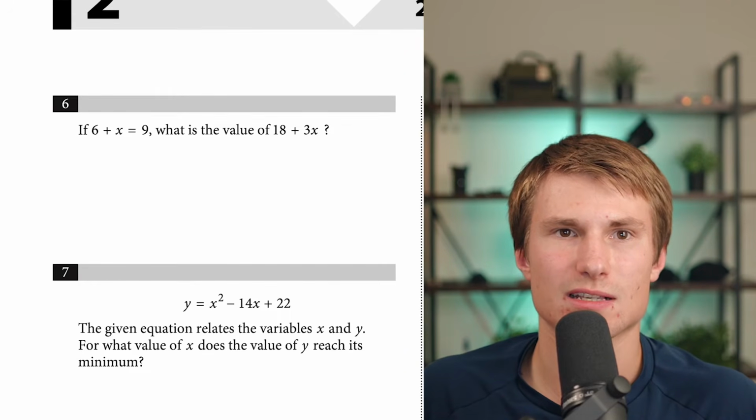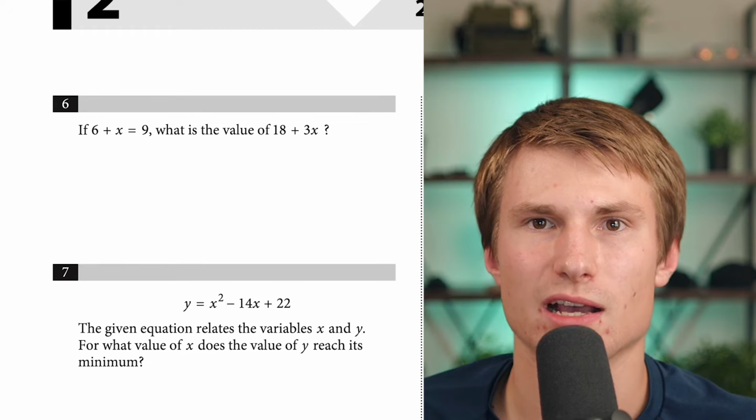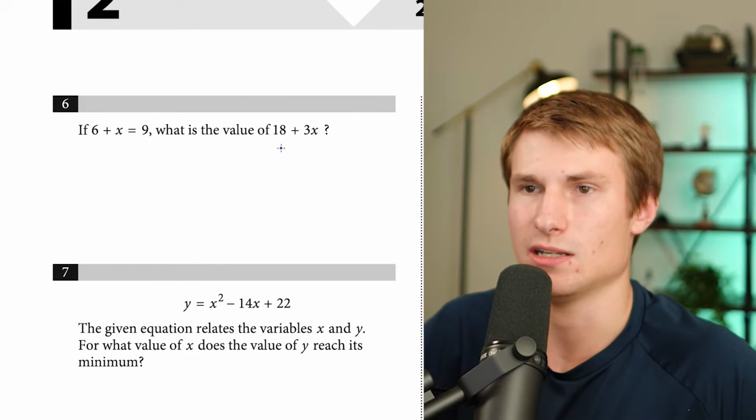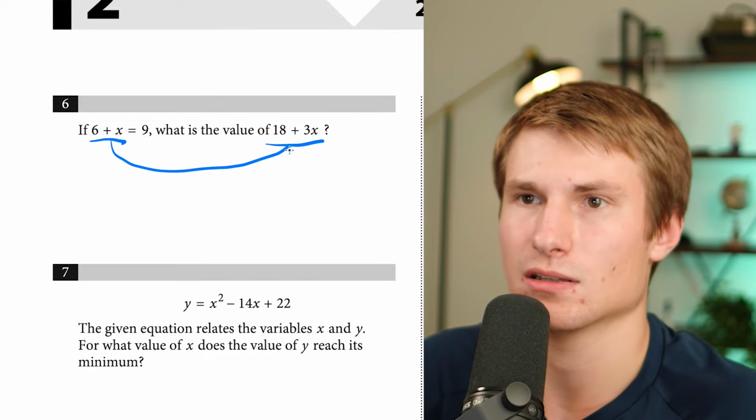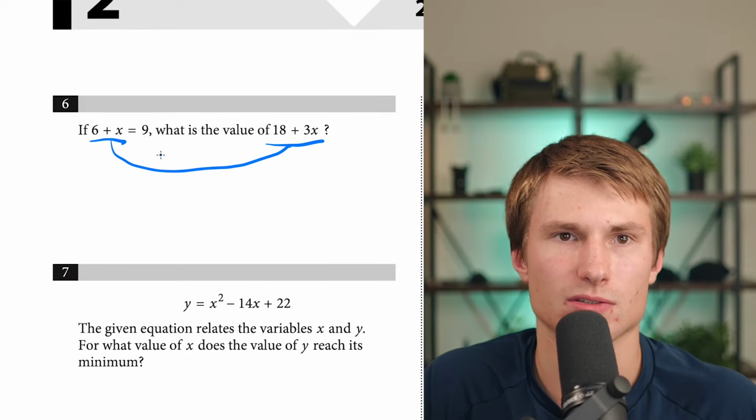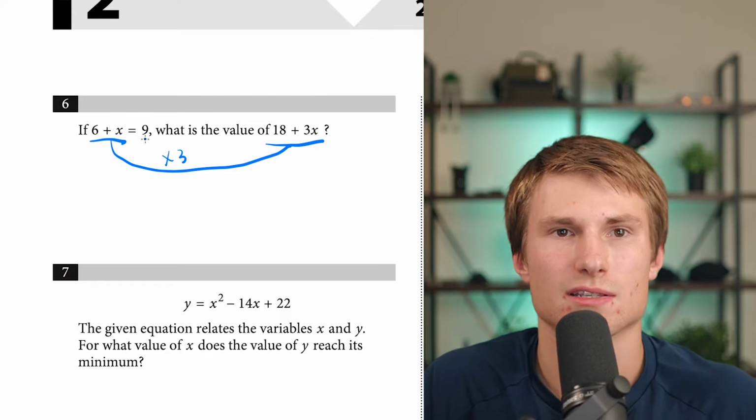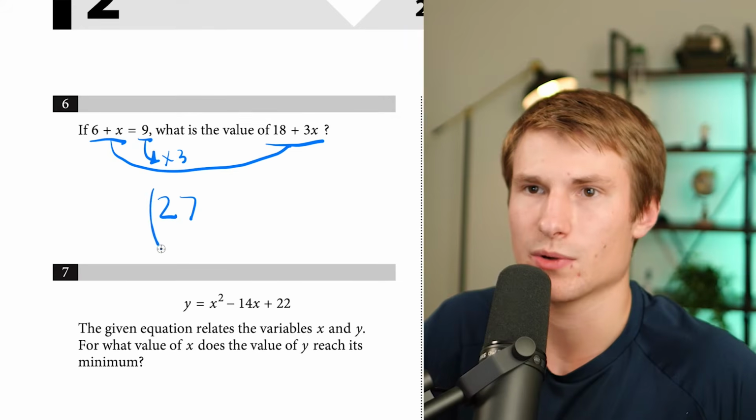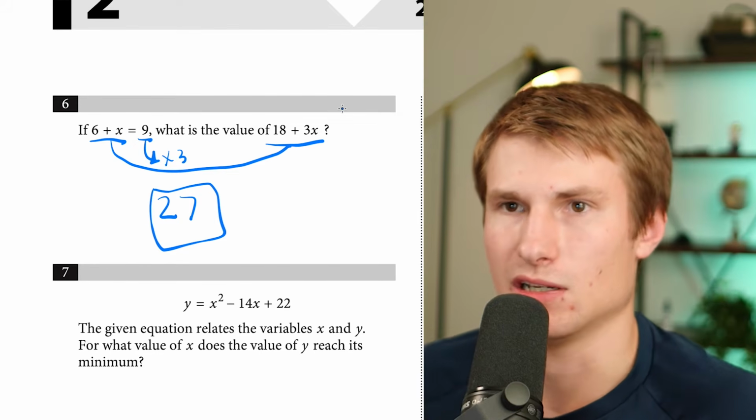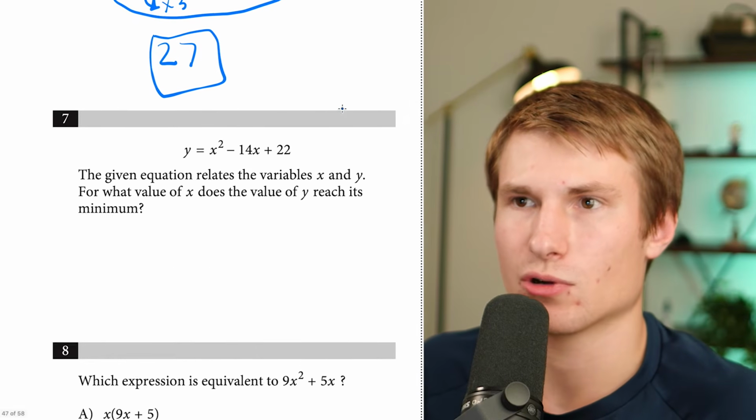Okay, if 6 plus x is equal to 9, what is the value of 18 plus 3x? Immediately, I see that if I triple 6 plus x, then I'm going to get that 18 plus 3x. So I'm multiplying by 3. 9 times 3 is going to give us 27. So our answer there would be 27 for the value of 18 plus 3x. Moving on to question number 7 now.